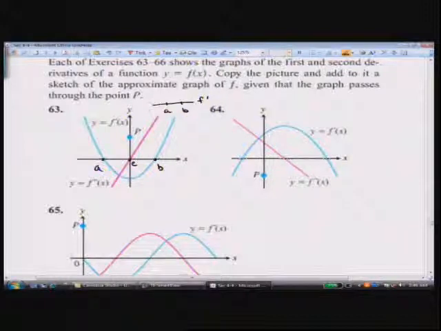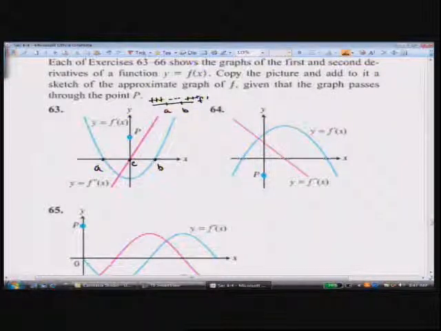It's above the x-axis, right? So it's positive. Between A and B, the derivative is below the x-axis, so it's negative. And then from B to infinity, you're above the x-axis, so you're positive. What does this tell you about the original function?